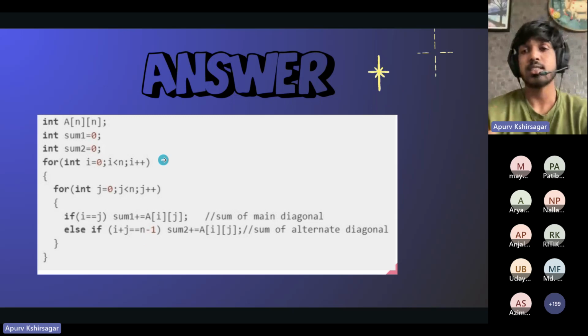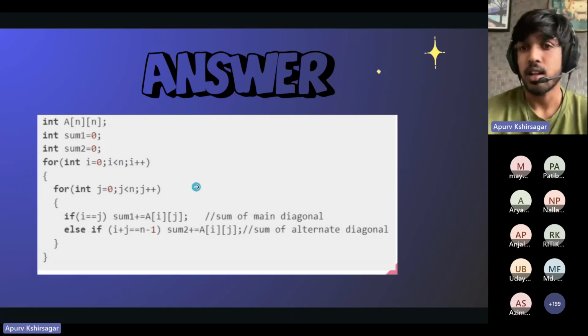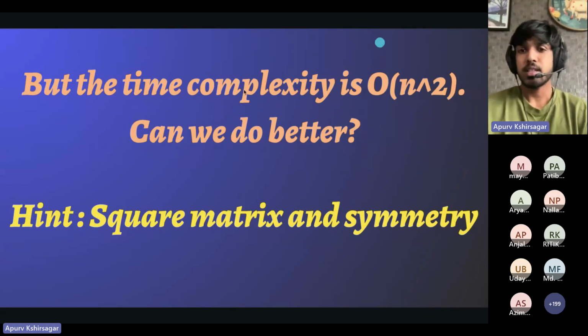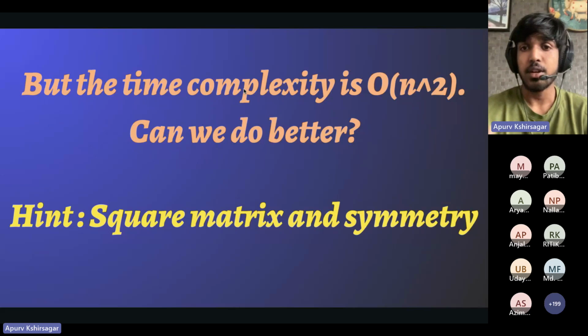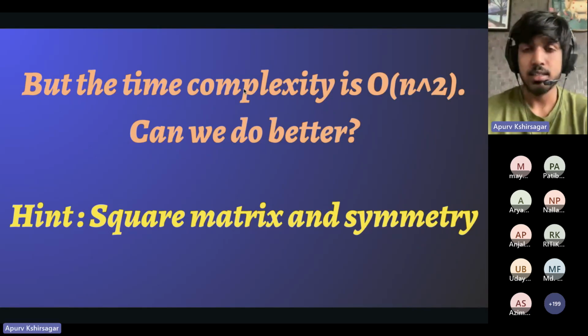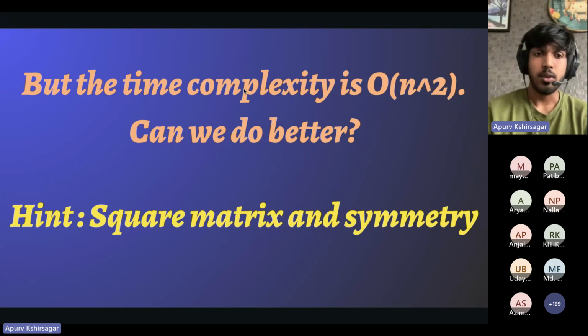The next question is what is its time complexity? You can see there's one for loop, second for loop, n into n. It's O of n square. Now the next question: the time complexity is O of n square. Can we do better? O of n square is fine, but can we improve it? Can we do it in shorter time? That's the question.